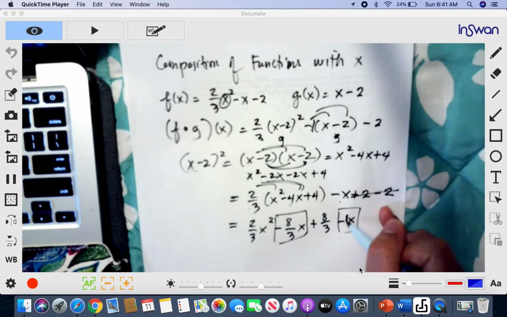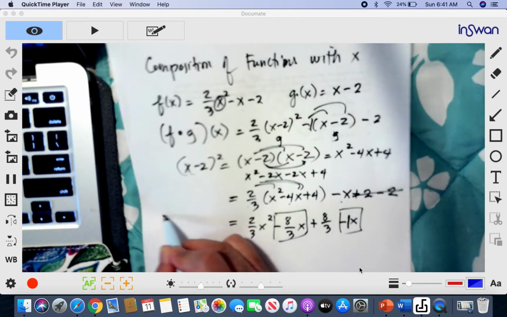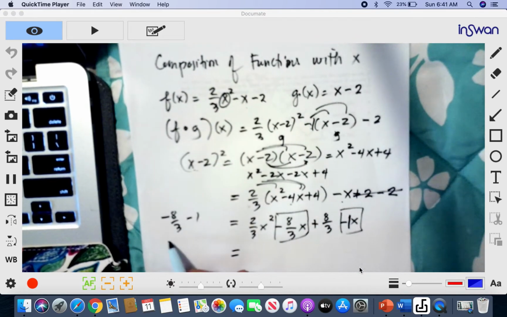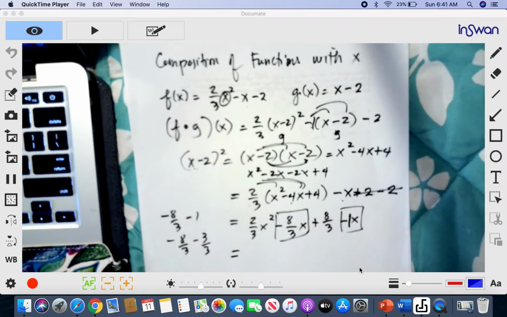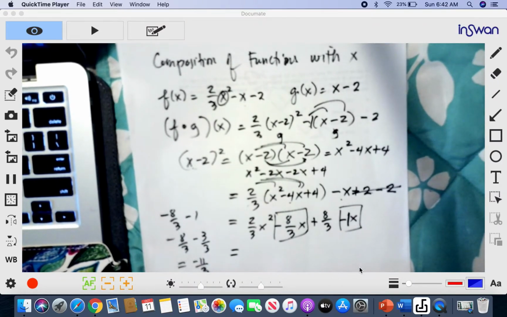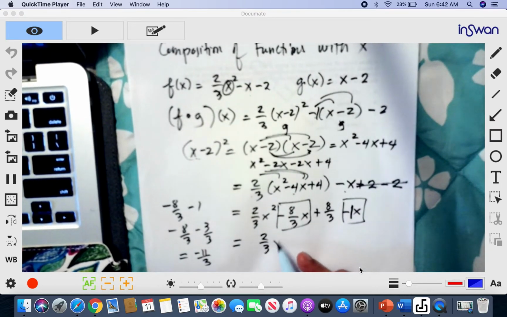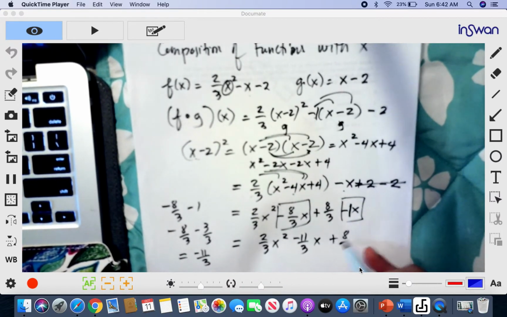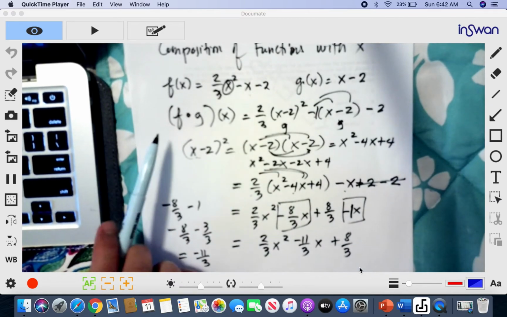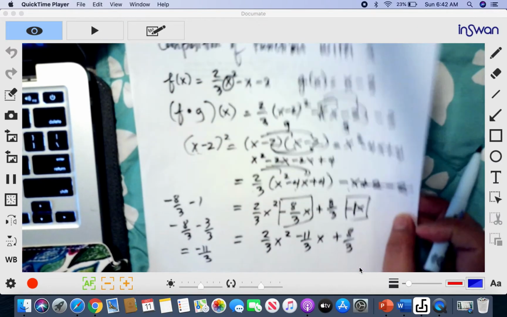Now remember, there is a negative 1 here. So if I'm going to add these two, negative 8 over 3 minus 1 simply means negative 8 over 3 minus 3 over 3, because that's 1. And as you can see, negative 8 minus 3 is negative 11, and write the common denominator. So this now gives us 2/3 x squared minus 11 over 3x plus 8 over 3. So this is now the composition of f of g. Alright, now we will go to the other composition.